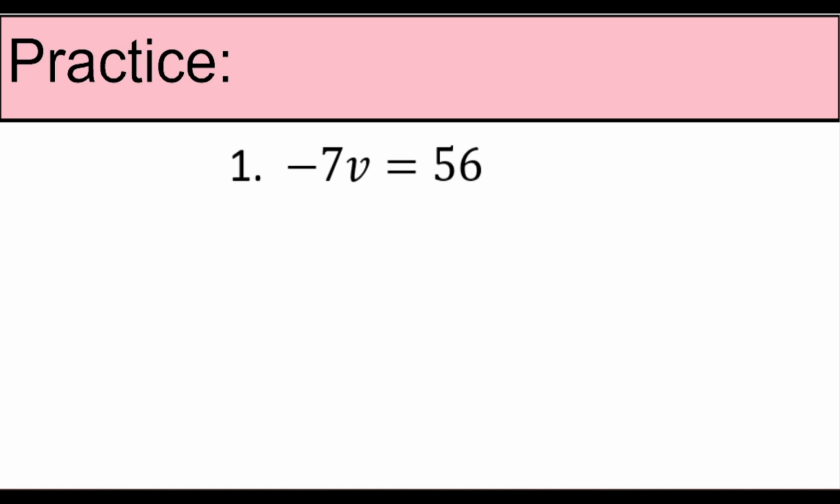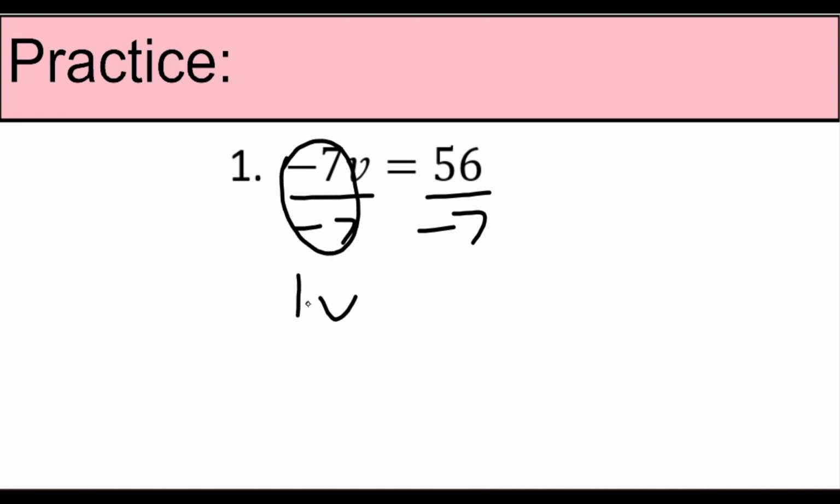For this first question, we've got multiplication happening between the number and the variable. We need to undo that multiplication, so we're going to do that by dividing. We're going to divide by -7. Whatever I do to one side, I need to do to the other side, so I'll also divide this by -7. Now -7 divided by -7 is 1, and 1 times v is the same as just v.